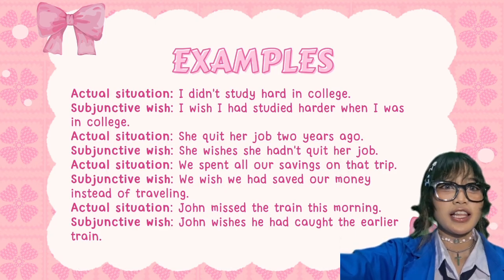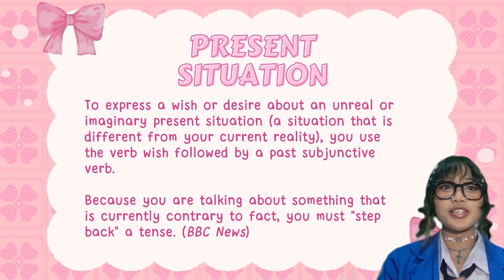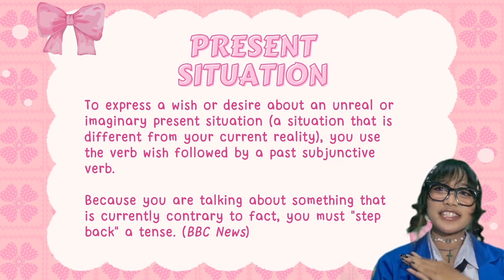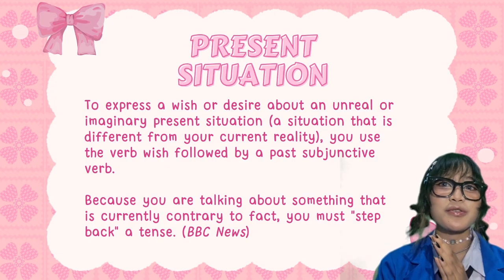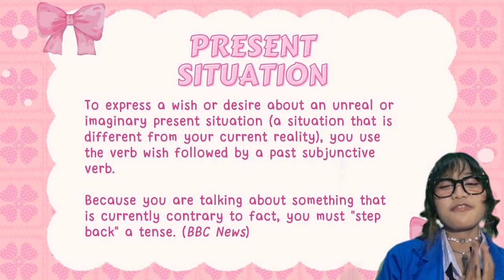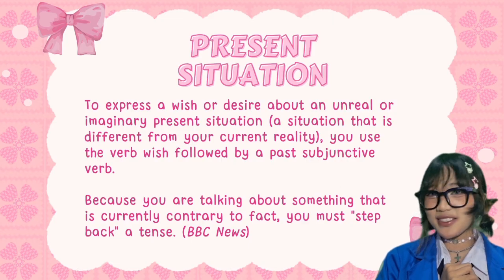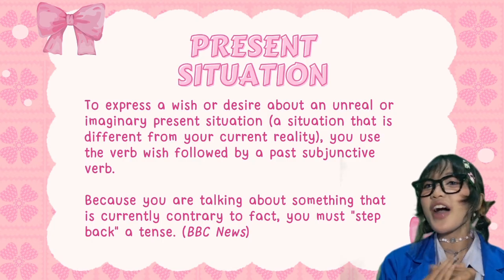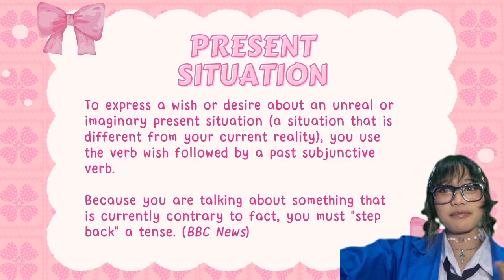Okay, let's move. Let's talk about the present situation. To express a wish or desire about an unreal or imaginary present situation, or a situation that is different from your current reality, you use the verb wish followed by a past subjunctive verb. Because you're talking about something that is currently contrary to fact, you must step back a tense.